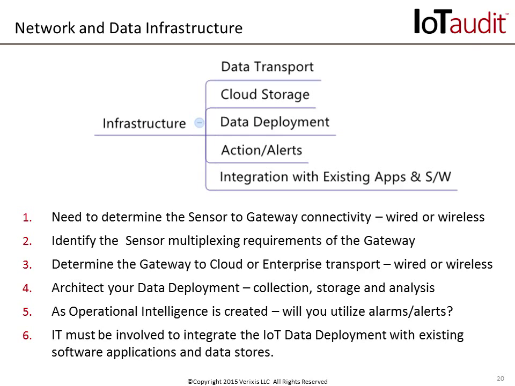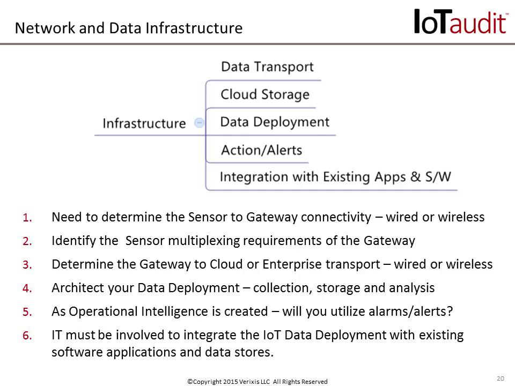So one of the first things you need to take a look at is your sensor to gateway connectivity. Is that going to be wired or wireless? You're going to identify the sensor multiplexing requirements of the gateway. Remember, you have a great deal of connectivity coming in here of different types, and it might even be mixed, wired and wireless, so your gateway has to accommodate for that. You may also have some edge computing going on or some data sorting or data filtering going on in your gateway, so you need to understand the requirements there.